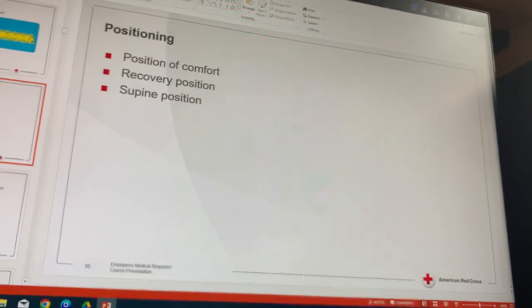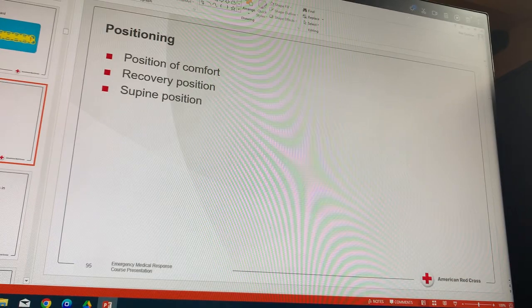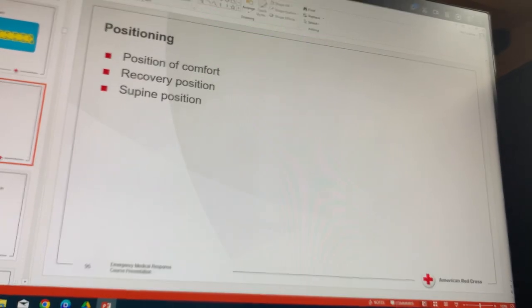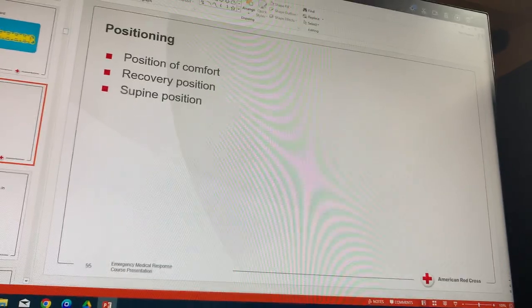Patients with a suspected head, neck, spinal, hip, or pelvic injury should not be placed in a recovery position unless you are unable to manage the airway effectively or you are alone and need to leave the patient to call for additional resources.